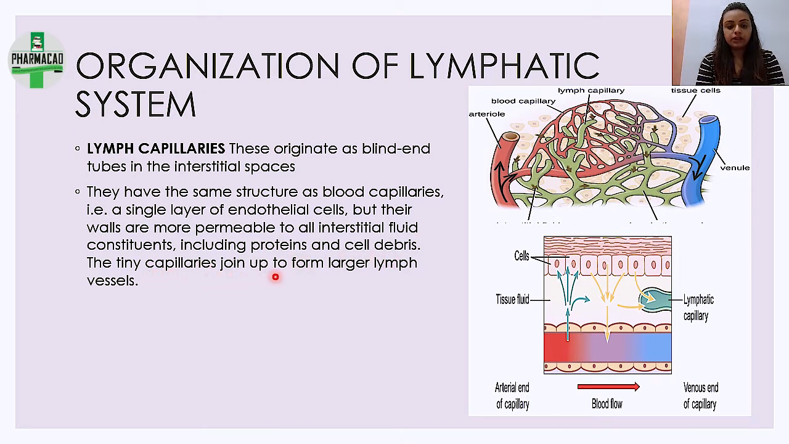The tiny capillaries join up to form larger lymph vessels. Just like above, where capillaries join up to form venules, here the lymphatic capillaries join up to form larger lymph vessels. Here is a small diagram of the capillary. This is the wall on one side, and these are the endothelial cells, with a nucleus. Because they are more permeable, I have shown more space here. Okay, so this is how you should draw.